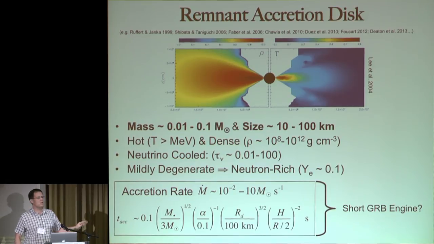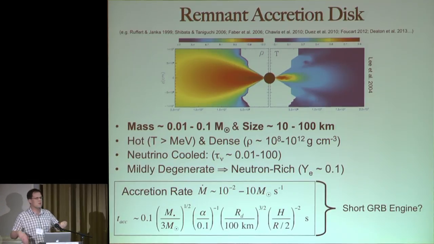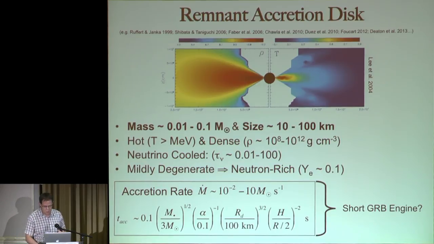So you could do a very simple estimate. Given the size of the disk, we expect there's going to be viscosity due to the magnetorotational instability. What is the characteristic time for the disk to accrete onto the black hole? For characteristic parameters, that's about a tenth of a second. So you're accreting a tenth of a solar mass onto a black hole in a tenth of a second. That's an enormous power. If you're only able to channel a fraction of that into a relativistic jet, you could produce a gamma ray burst. And these have sort of been the theoretical motivations for associating the short gamma ray bursts with mergers, and of course, in a collapsar, you might have a much larger disk and a longer time scale.